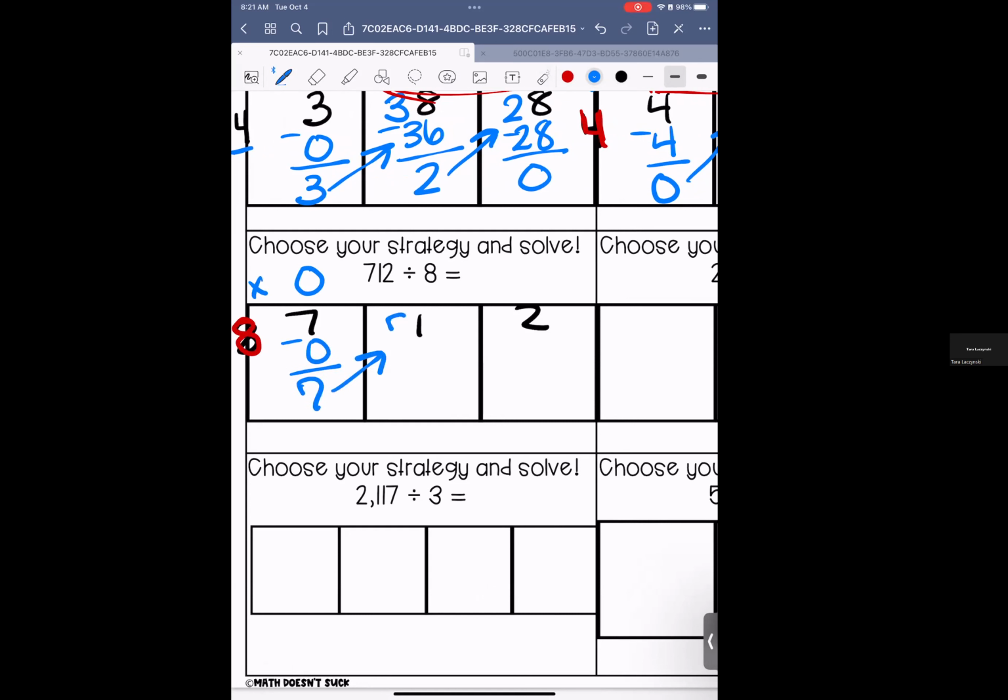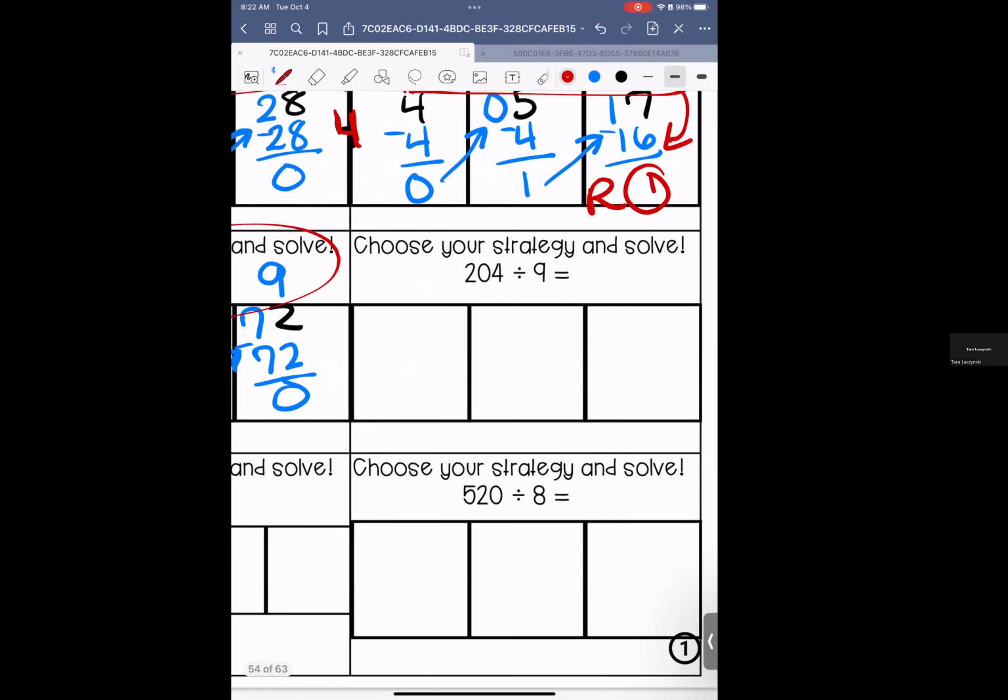Subtract for 7. Bring it next door. 8 goes into 71. 8 times is the closest I can get because 8 times 8 is 64. When I subtract, I'm left with 7. Bring it next door. 8 times 9 gives me 72 with no remainder. My answer for this one is 89.